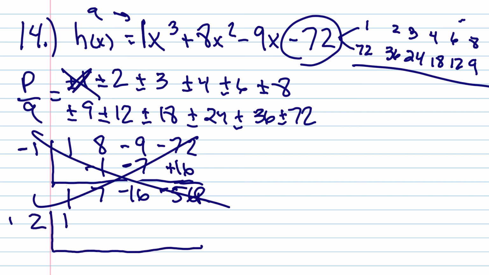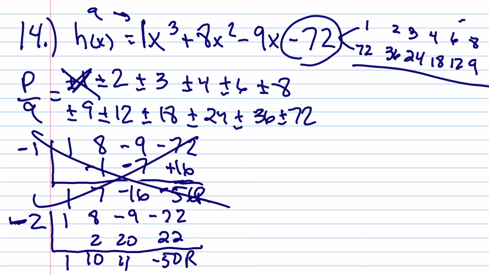Moving on to 2. 1, 8, negative 9, negative 72. Drop down. 1 times 2 is 2. 10. 2 times 10 is 20. Get 11. 2 times 11 is 22. I end up with negative 50. Not good. All right, so I'm going to change that to a negative 2. If I change that to a negative 2, that makes that negative 2, which makes that 6.